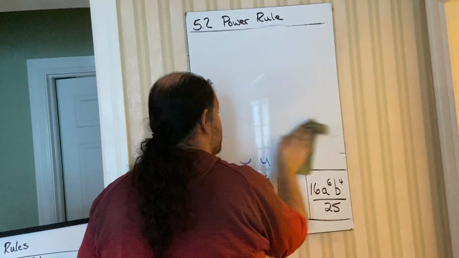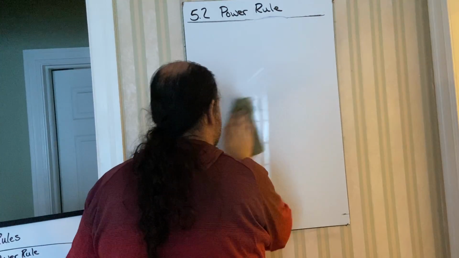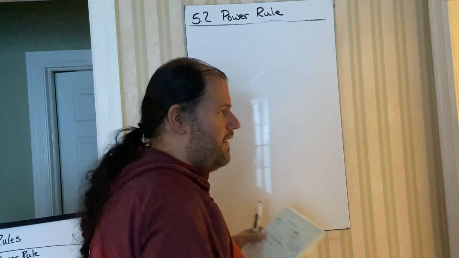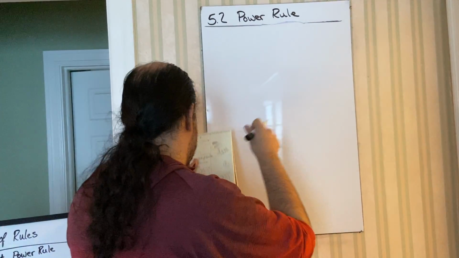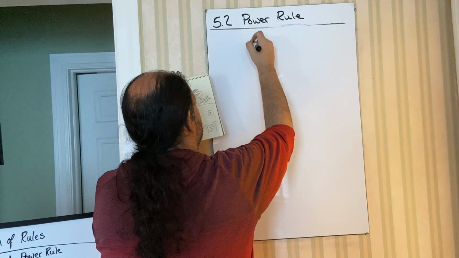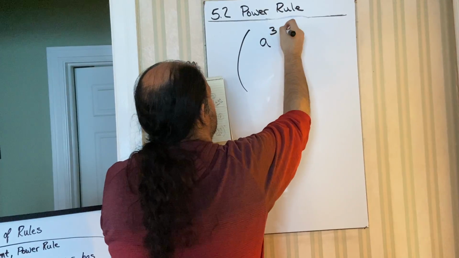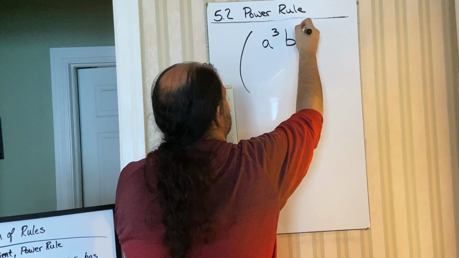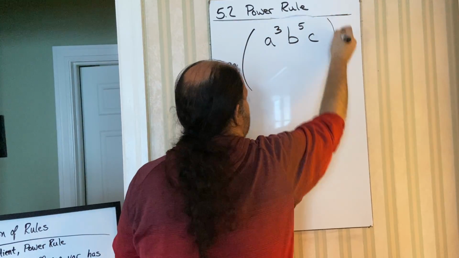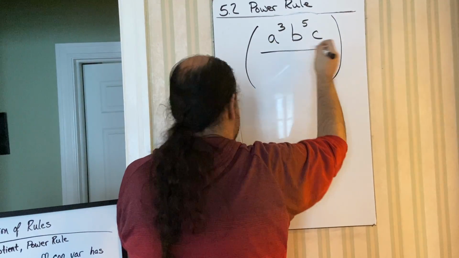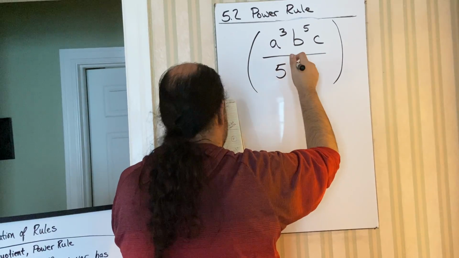5.2 is not a bad section. It's just learning about the power rule and then incorporating that with the other 2. So this one has a C in it. Don't let that bother you that it has 3 different types of letters.